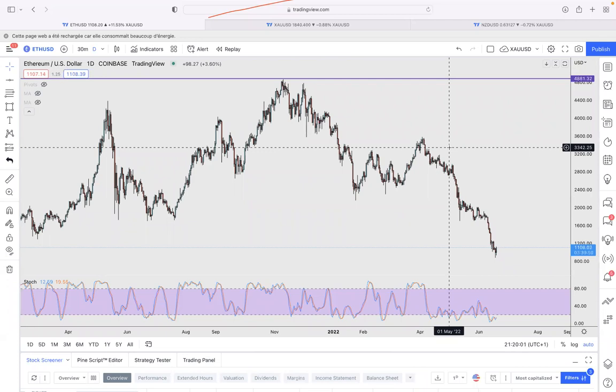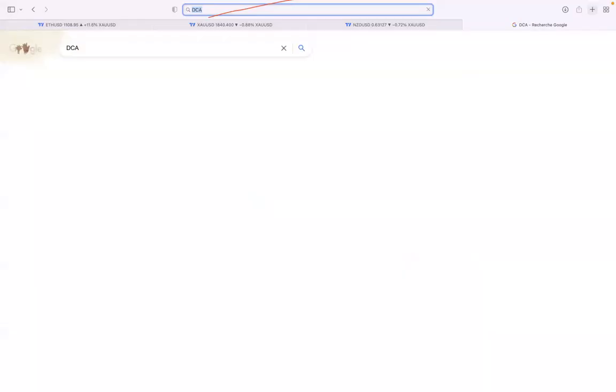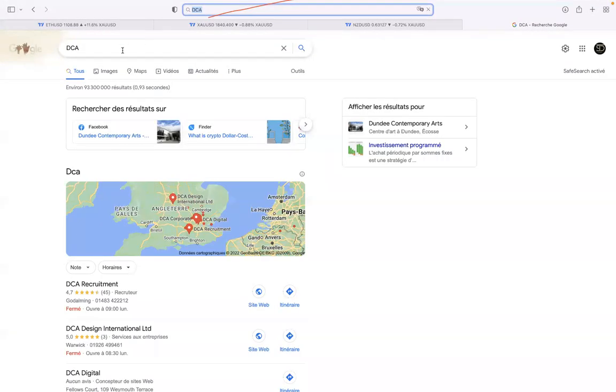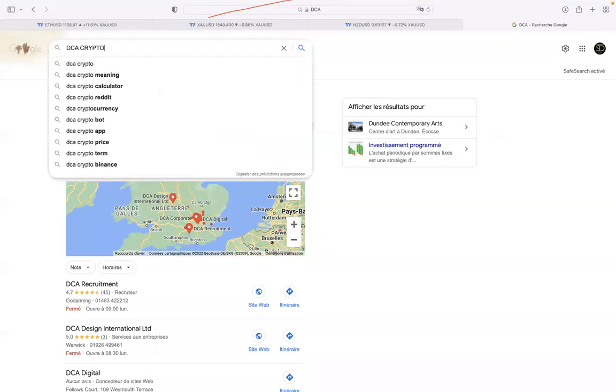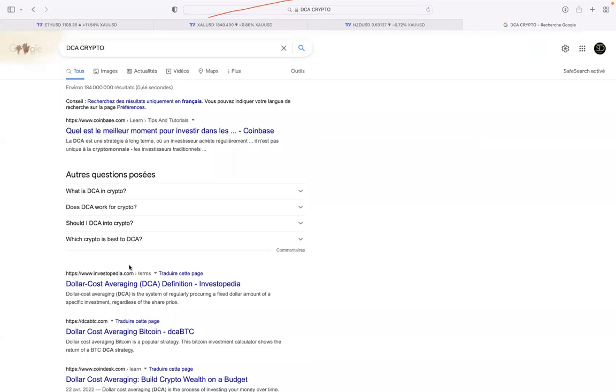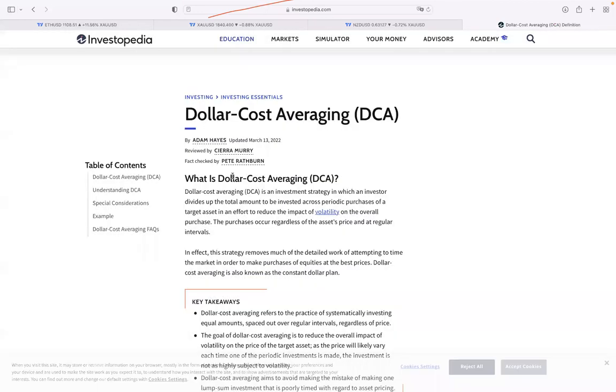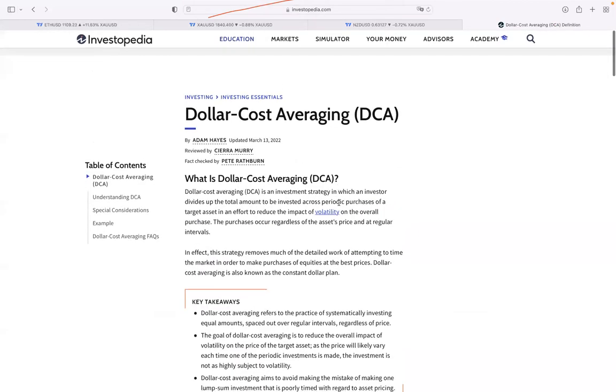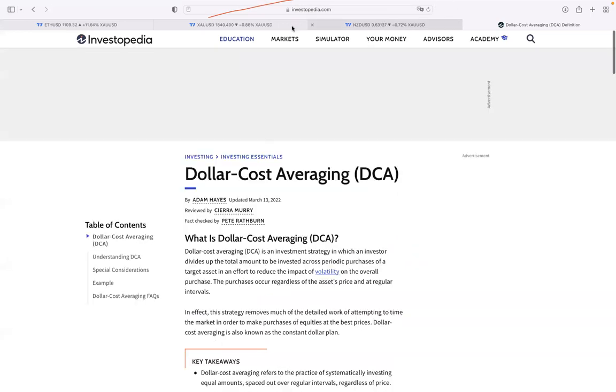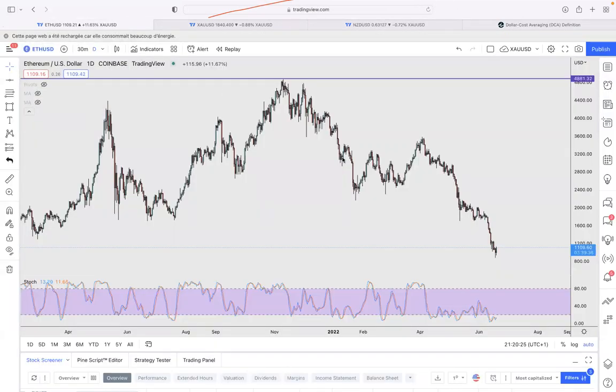You can start doing DCA, okay? For those who don't know what DCA is, I'm going to put it like this. You can even put it in investing, okay? Dollar cost average definition. You can just Google it, look at this, and you will understand why it's good to DCA, okay? So regarding Ethereum and Bitcoin, I'm super bullish on the long term. When I say long term, I'm talking about 4, 5, 10 years.